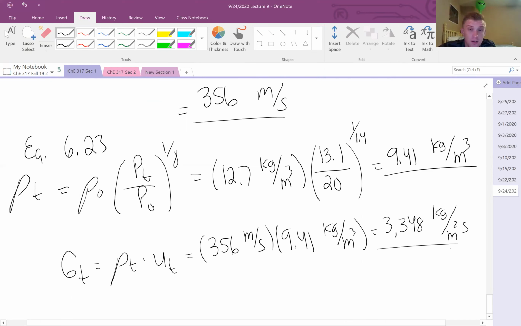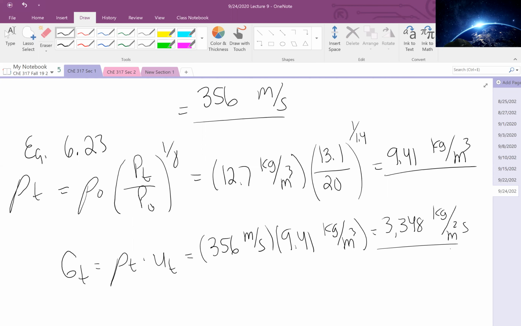Dr. Lopez, I think on equation 6.23, we don't divide by 1. I think it's just raised to the gamma power. Let me take a quick look.